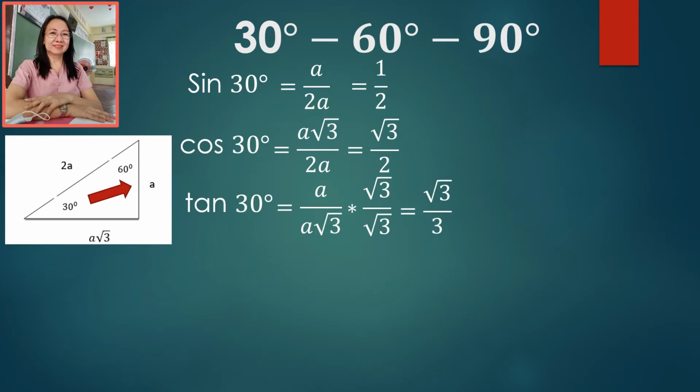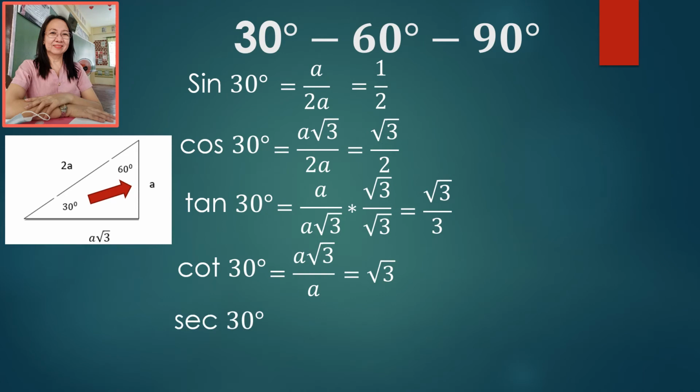For the reciprocals, let us have first cotangent 30 degrees, which is the reciprocal of tangent 30 degrees. So we will arrive at square root of 3 over A. So we can simplify this by cancelling A over A, which is equivalent to 1. So cotangent 30 degrees is equivalent to square root of 3.